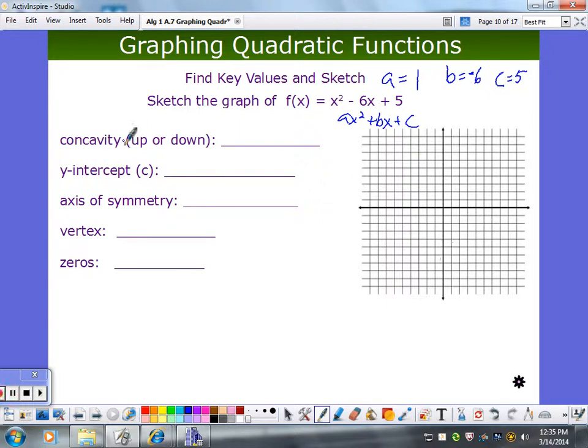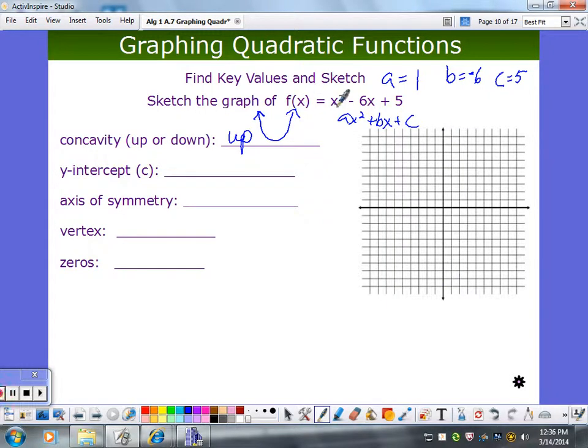Now I'm going to look and decide, is it concave up or concave down? Why is it concave up? Leading number's positive. It's going to look like this. It's a smile. First of all, y-intercept. That's going to live on here someplace, right? What's the x value for the y-intercept?